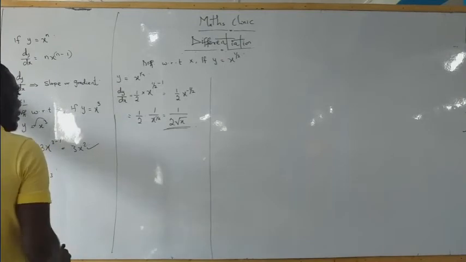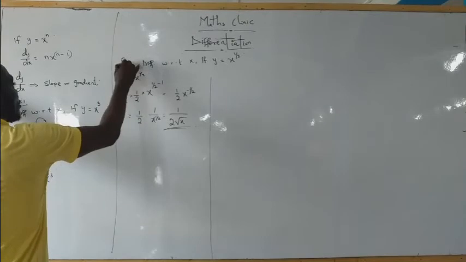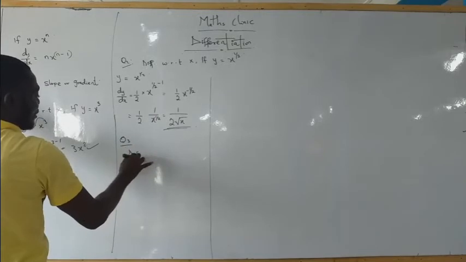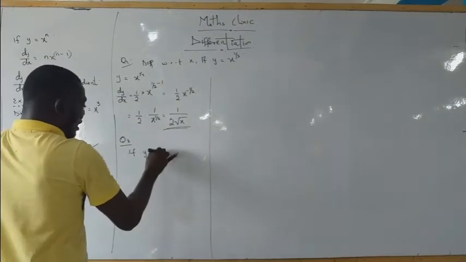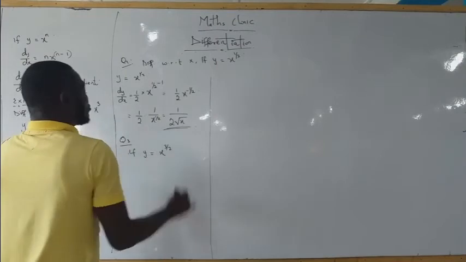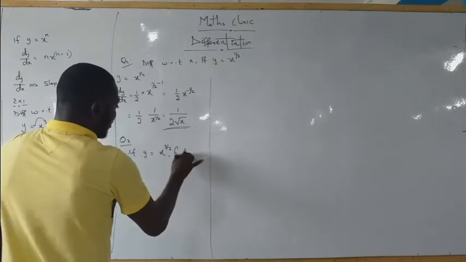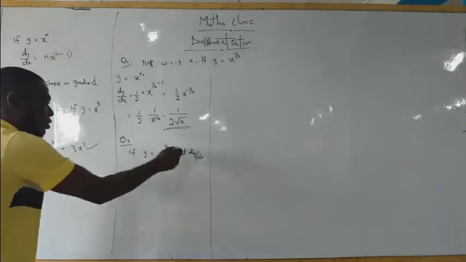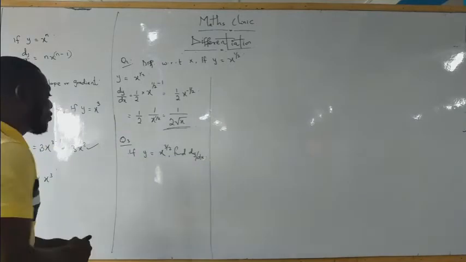What about this if you have something like this? Differentiate. This is question 2, question 3. If y equals x raised to power 3 over 2, find dy over dx.